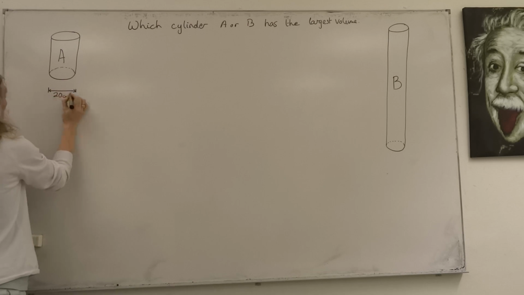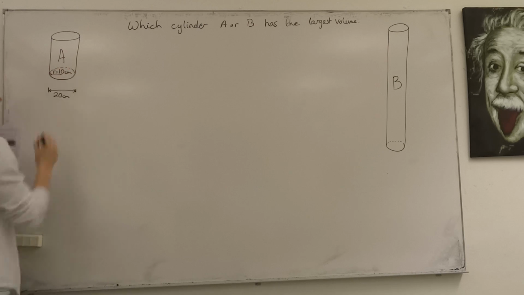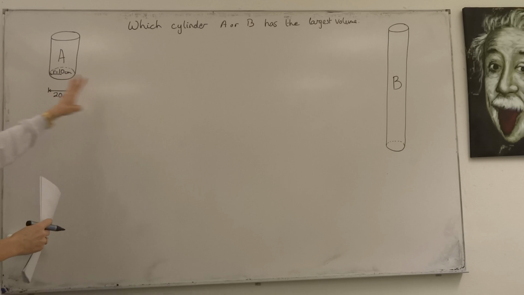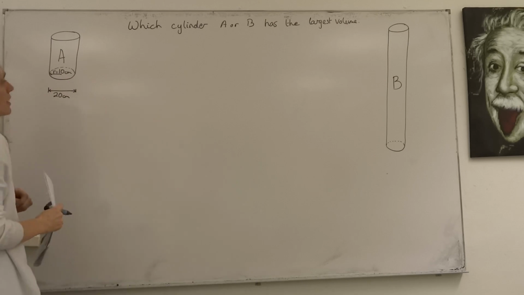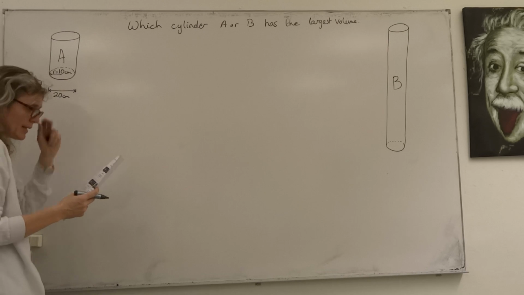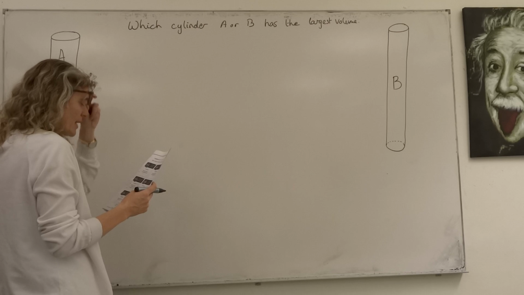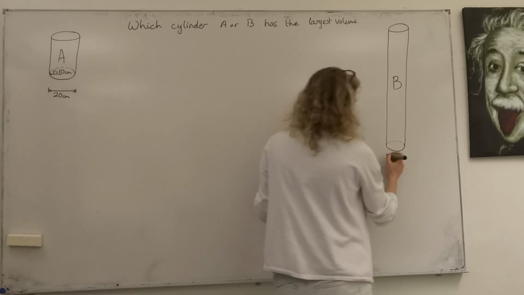20 centimetres, okay, well that gives us our radius of 10 centimetres. Is that enough information to say which of the cylinders is largest in volume? No. So we're going to need clue 2 as well. Then it says clue 2. The base of cylinder B has a diameter of 10 centimetres.